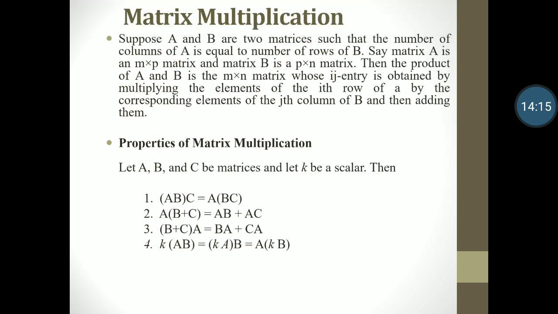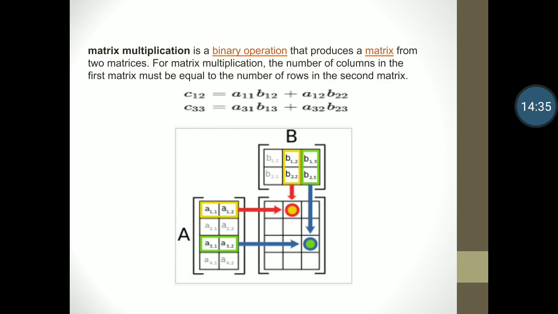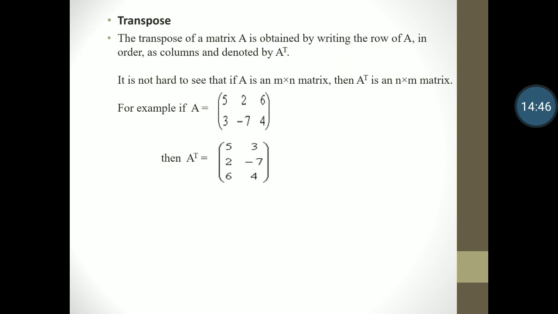Then the product of A and B is M cross N, whose ij entry is obtained by multiplying the elements of the ith row of A by the corresponding elements of the jth column of B and then adding them. So it is like this. Here, if we want to multiply two matrices, we have to find the exact multiplication at the point C12.